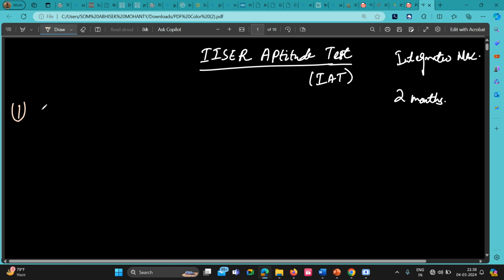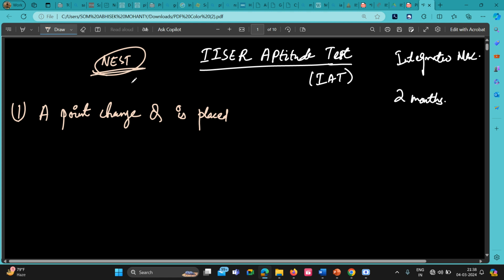So you write down a point charge. A point charge Q is placed. This will also help in preparation for NEST, which is the NISER entrance screening test for admission into NISER Bhubaneswar, which is also another very good research center where you can do your integrated MSc.